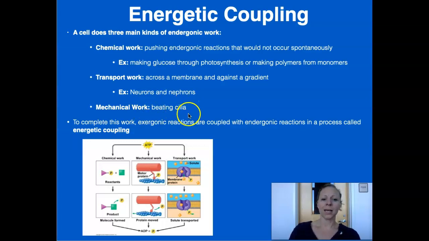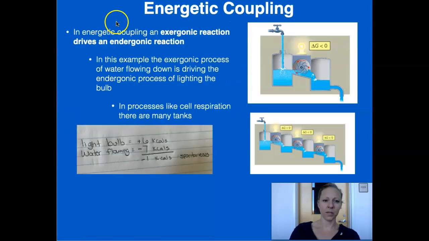And so to complete this work, exergonic reactions are coupled with endergonic reactions in a process called energetic coupling. In energetic coupling, an exergonic reaction drives an endergonic reaction, so you need one to fuel the other. And so here in this example, the exergonic reaction is the water flowing down the tanks, and it drives the endergonic process of lighting the bulb. So it takes energy to light the bulb.